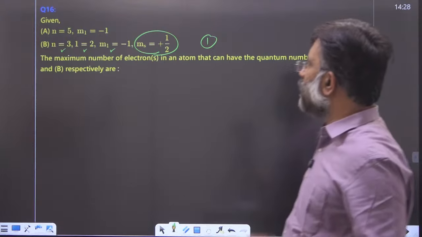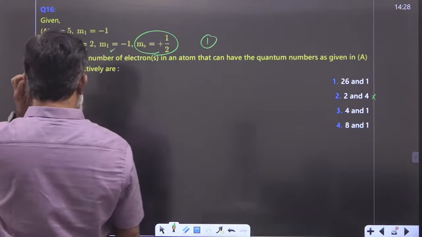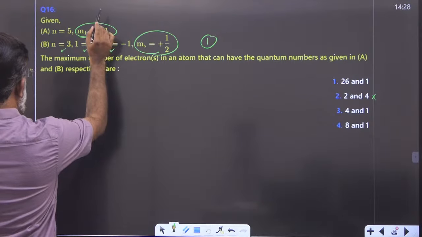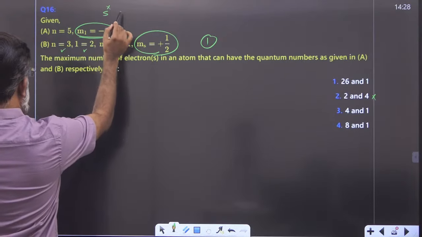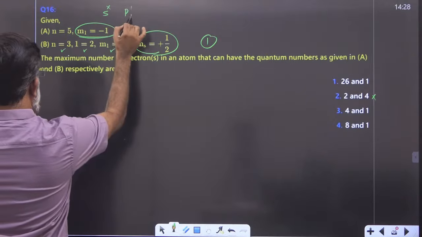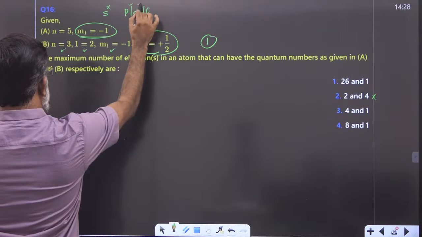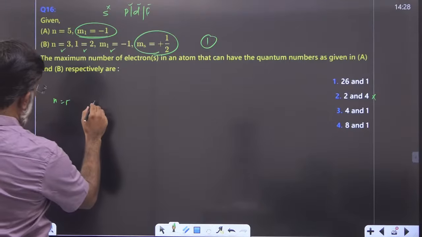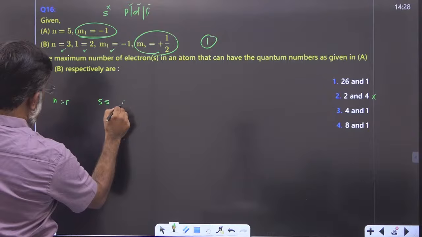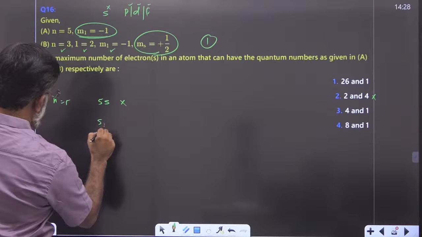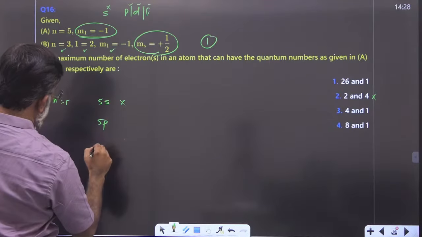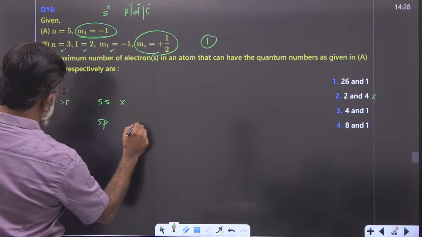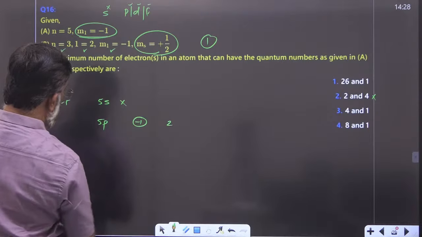What about the first one? N equal to 5, m_l equal to -1. m_l equal to -1 means it is not an s orbital. It can be p, d, f. Now n equal to 5, there is 5s, but we do not need that. Inside 5p, there will be 2 electrons with m_l equal to -1.